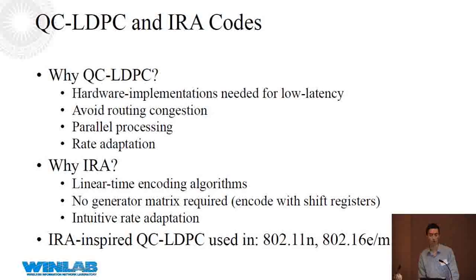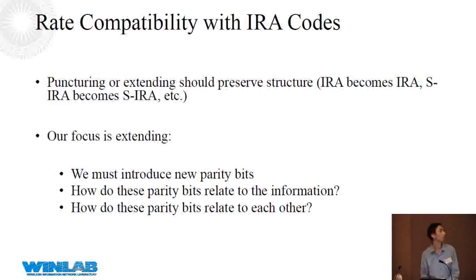So we see these IRA-inspired QC LDPC codes right now. You can see them in the 802.11n Wi-Fi and 802.16e WiMAX standards. And the problem with these current standards is that they don't actually have rate compatibility embedded into them. So our focus has been how can we achieve rate compatibility using these codes.